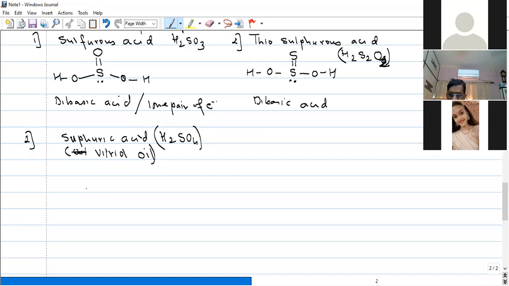Structure: OH, S, OH, O O. It is a dibasic acid.